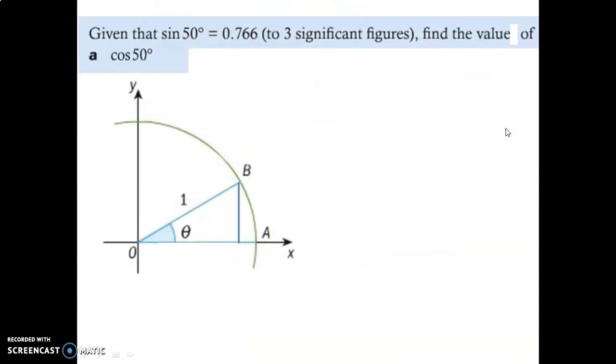Okay, so let's try one like that. Similar problem, but now we're given sine of 50 degrees equals 0.766. So instead of a fraction, I gave you this decimal for sine. So begin by finding the value of cosine. Try that now.